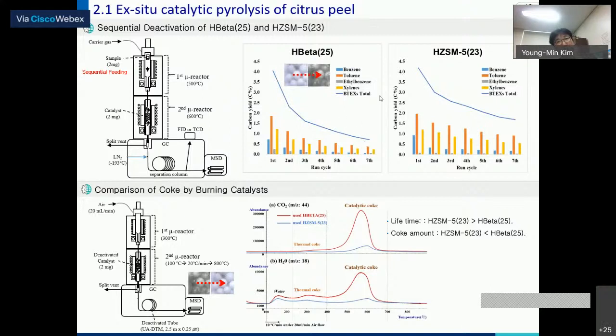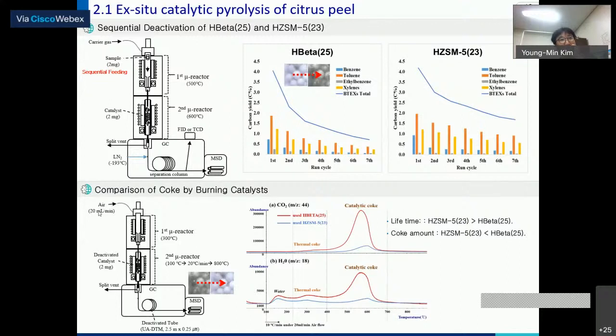So we can compare the lifetime of the catalyst. And also, the coke can be distinguished into thermal coke and catalyst coke. To measure the weight of coke, some people use the thermal gravimetric analyzer, TGA. However, in this case, it is very difficult to see the exact amount of coke. So we designed a catalyst burning system.